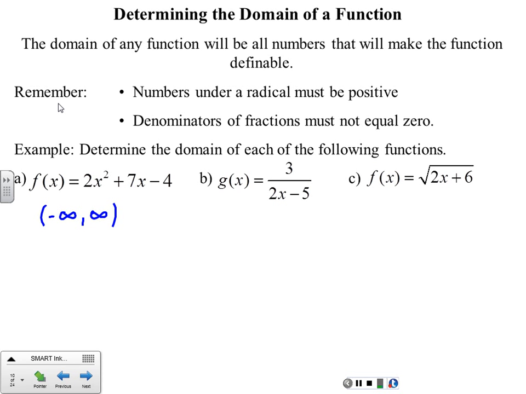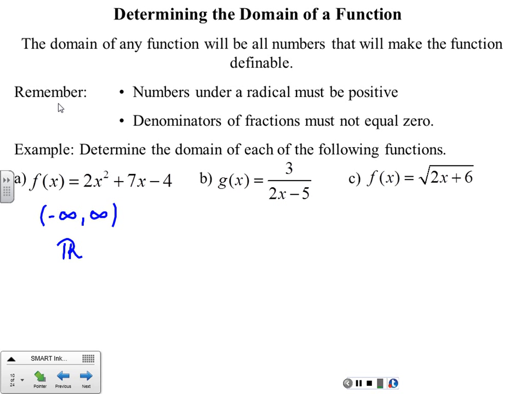What I prefer is double bar R. How many of you have seen that before? That means all real numbers. Okay? So even if you want to write all real numbers, that's fine with me. Just let me know any x value from negative infinity to positive infinity works. Okay, so letter B. This function is a fraction, and I can make this undefined.